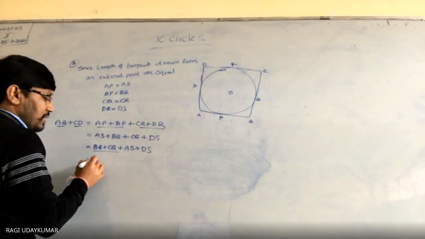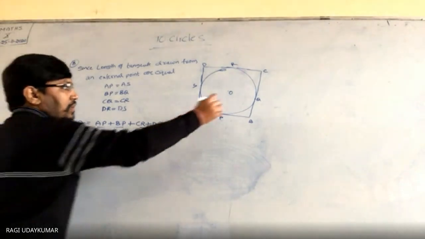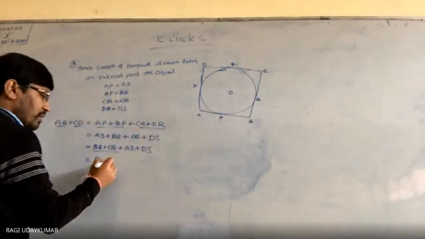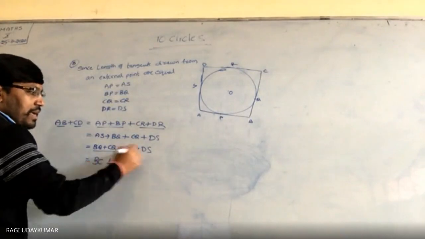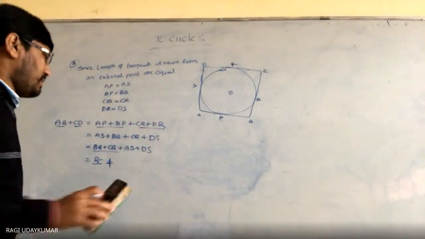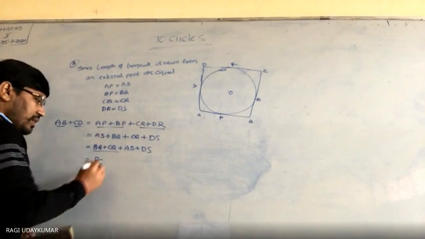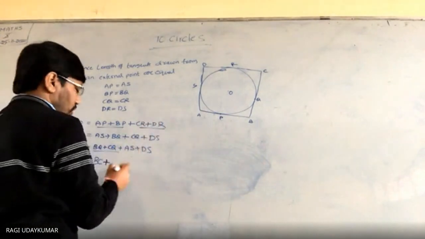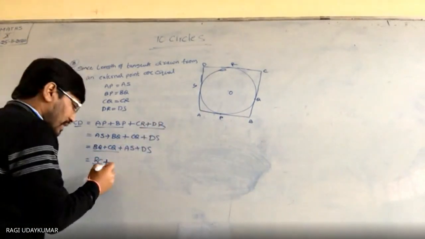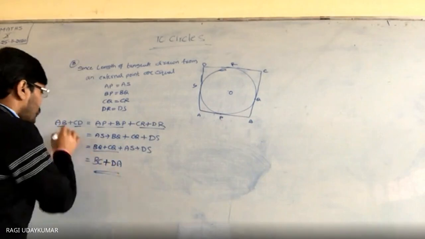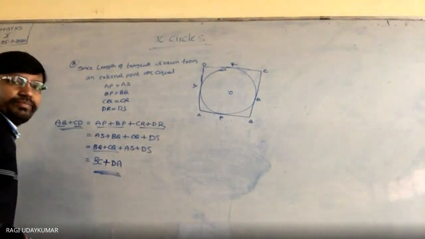So what is BQ plus CQ? BC. BQ plus CQ is BC, plus AS plus DS. So therefore, what do you get here? AS plus DS is equal to, what is asking you to prove? DA. So these two sum will be equal to this one.